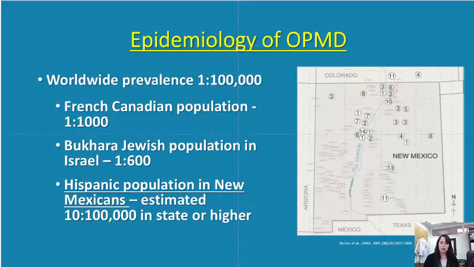OPMD is considered a rare disease according to the Rare Disease Act of 2002, which classifies a rare disease as anything affecting fewer than 200,000 people in the U.S. However, as you can see in these statistics, there are several large clusters of affected people around the world. The 3 biggest clusters that are currently known are a population of French Canadians, a population of Bukharan Jews, and a population of Hispanics in New Mexico. Because the disease affects such a large portion of Hispanics in New Mexico, it is a very important disease to study here at the University of New Mexico. This map here shows where the largest groups of people affected by OPMD are currently living in New Mexico.